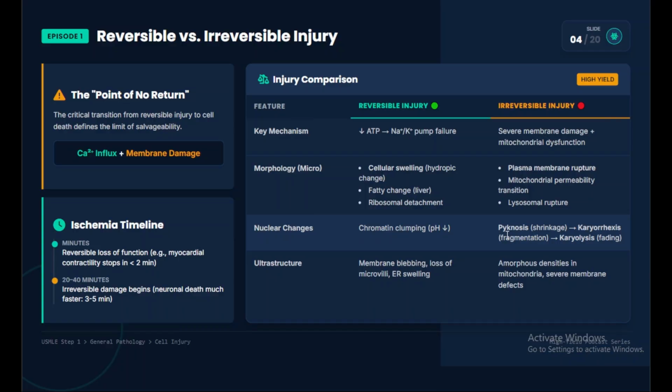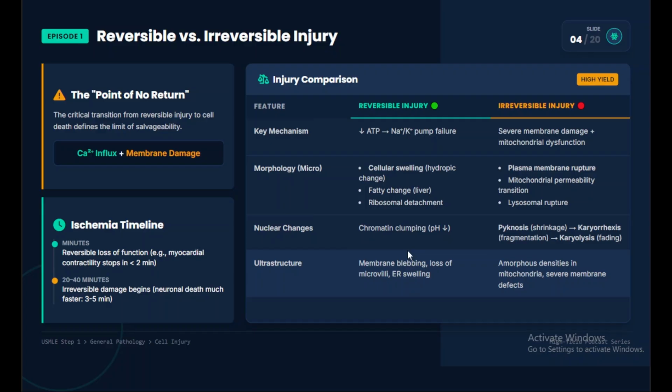Anyways, the sequence is pycnosis, karyorrhexis, and finally karyolysis. Now there are a few ultrastructure changes that I want to discuss with you, and if you look under the electron microscope, the difference becomes even clearer. For reversible injury, we see membrane blebbing, loss of microvilli, and swelling of the endoplasmic reticulum. These changes indicate that the cell is injured but still alive, because it's reversible cellular injury. Once the stress is removed, there is a chance the cell can recover.